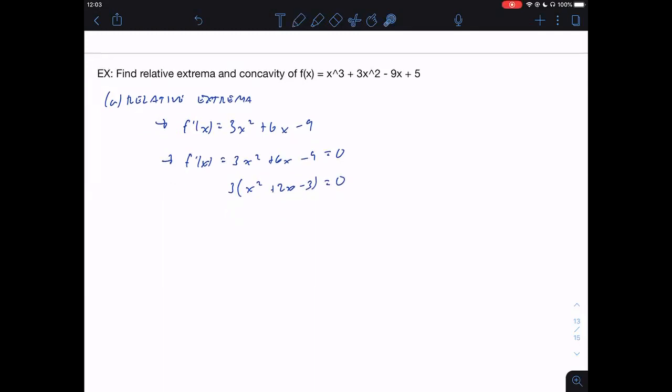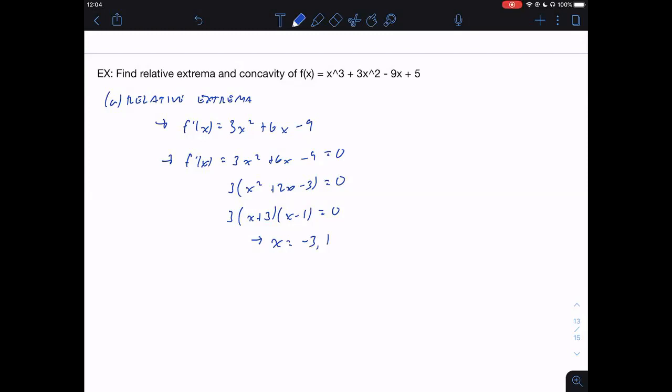And now try to see if we can factor this out. Or if not, we have to use the quadratic formula. But in this case, I believe this should be factorable. So we're going to have 3 times x squared plus 2x minus 3. That gives us x plus 3 times x minus 1 equal to 0. And then solve for each factor of x. By setting each factor equal to 0, solving for x gives us x equals negative 3, positive 1.